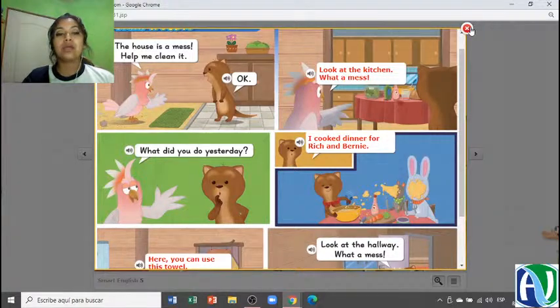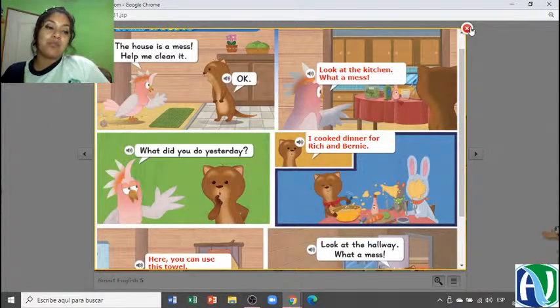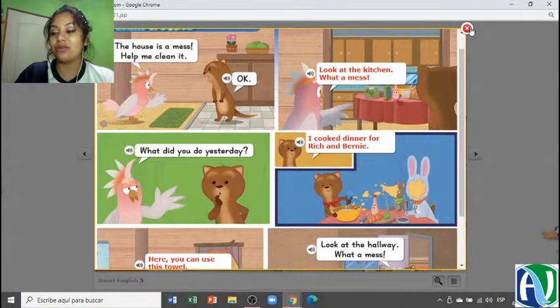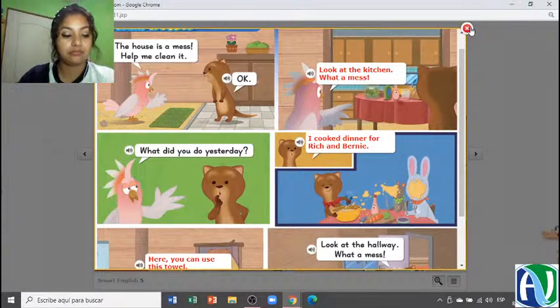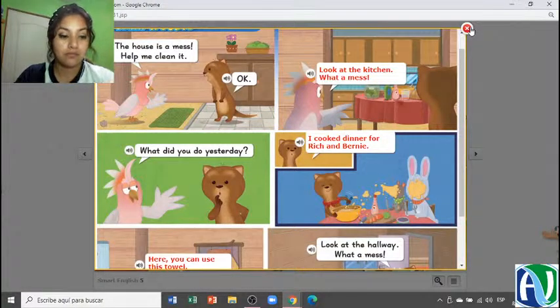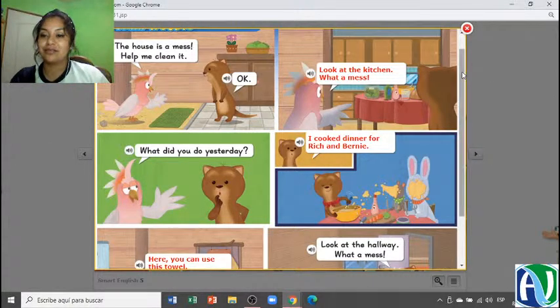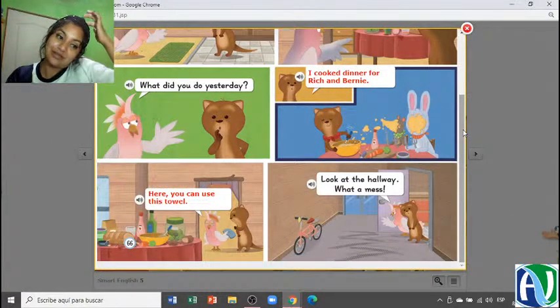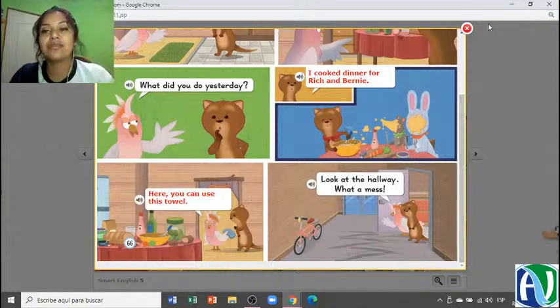Tell me, what happened with Bernie and Rich? According to the things that we read and the pictures that you saw. De acuerdo con las imágenes que vieron y con lo que leímos, ¿qué le sucedió a Bernie and Rich? Tell me, I'm waiting for your answers. What happened to Bernie and Rich? And I'm going to read your answers, okay?